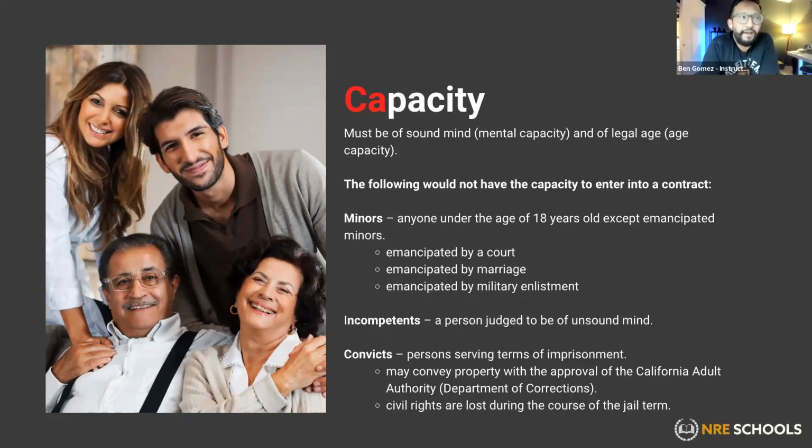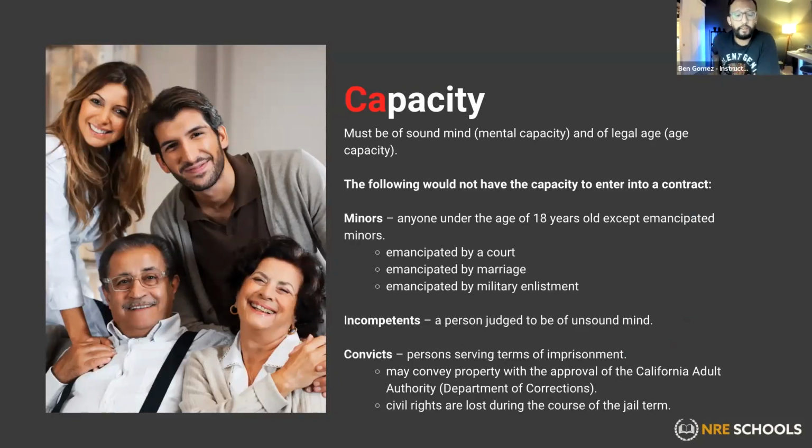To be of sound mind, mental capacity, and legal age. A contract cannot occur when you lack capacity in any one of these. Minors under 18 years of age cannot enter into a contract unless they are emancipated by court, emancipated by marriage, or emancipated by military enlistment. So minors cannot enter a contract.